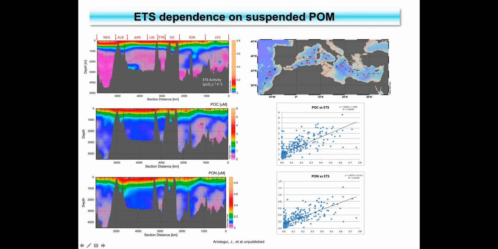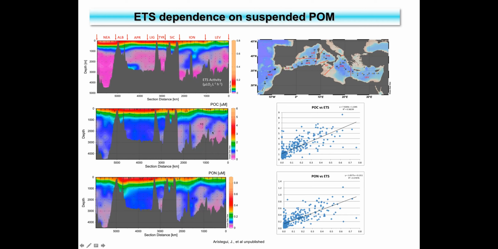And here you can see the ETS activity, the POC and the PON. There is quite a good correlation between POC and ETS, which is basically driven by the larger values here, which are in the surface. But in the low values, I don't think there is a very good correlation. And you can see, for instance, that the respiration here is low, but here you have more POC and PON than in the Eastern Basin.